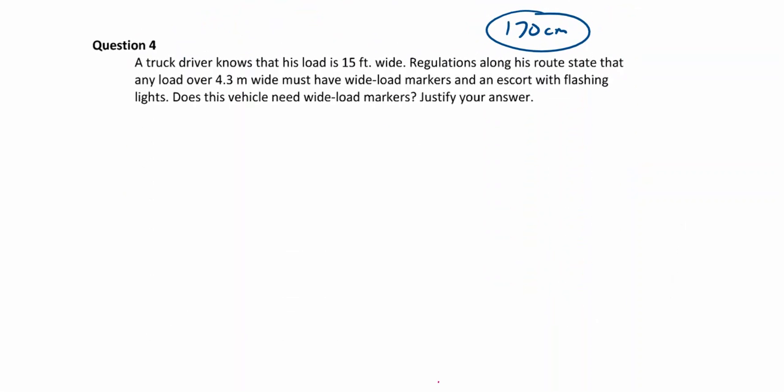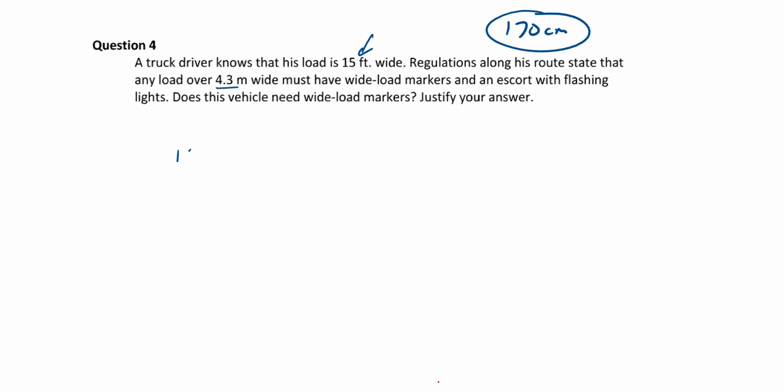All right, last one. The truck driver knows that his load is 15 feet wide. Regulations along his route state that any load over 4.3 meters wide must have wide load markers and an escort with flashing lights. Does this vehicle need wide load markers? All right, so again, this is another comparison, right? We got to compare 15 feet and 4.3 meters. All right, so we can change either one. It doesn't actually matter. Let's change 15 feet into meters so we can compare it to 4.3.